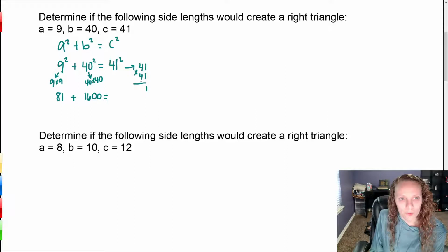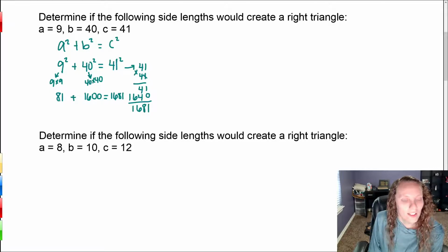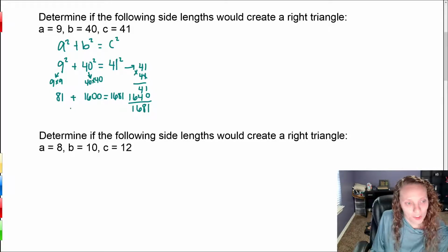1 times 1 is 1, 1 times 4 is 4, add a 0. 4 times 1 is 4, and 4 times 4 is 16. So when we add this up, we are getting 1681. So 81 plus 1600 would be 1681. And since they are equal on both sides of the equal sign, this does create a right triangle.